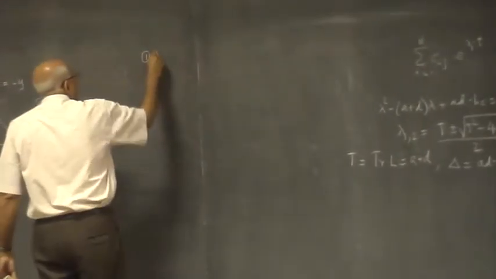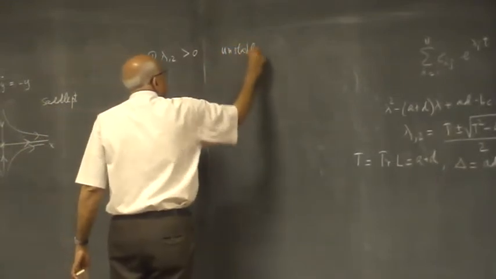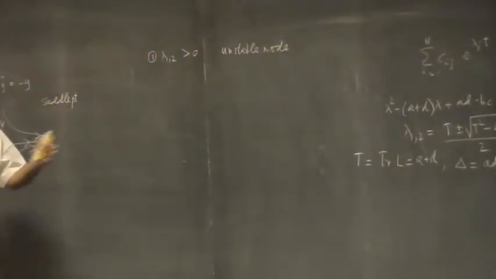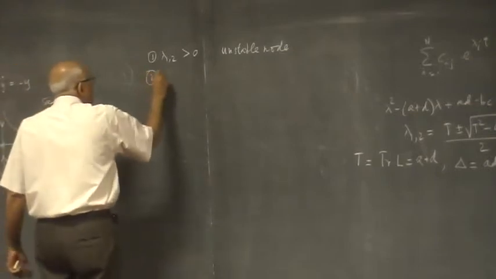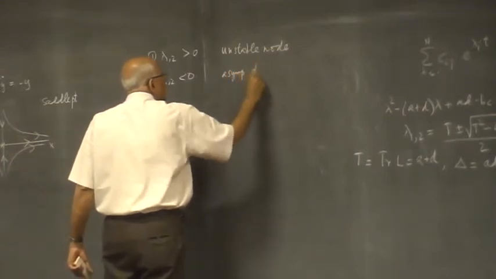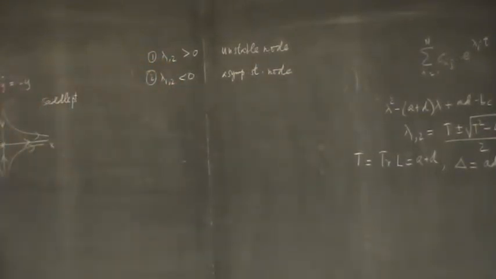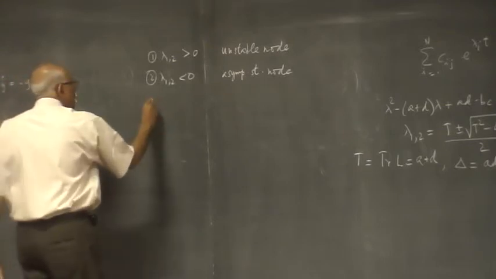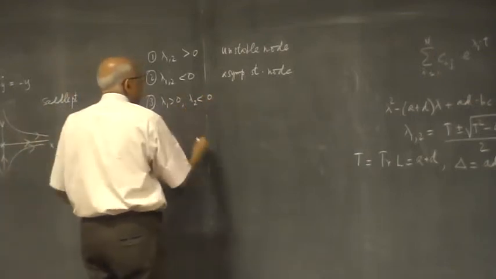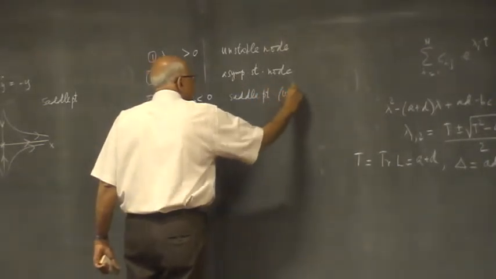So the first one was lambda 1 and lambda 2 greater than 0. This thing here is called an unstable node. The critical point is called an unstable node. It's like a source. And 2, lambda 1 and lambda 2 less than 0, it's an asymptotically stable node. Asymptotically things are going to go into this. 3, one of them is positive, or vice versa, it doesn't matter. This is a saddle point. And of course it's unstable.